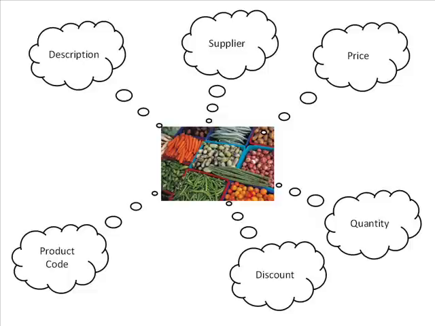Once we've identified our entities, the next thing we have to consider is what information we're going to hold about them, and this is stored in the attributes. So if we're going to sell vegetables, we might decide to hold information about the price, about the supplier, about the quantity we hold in stock.